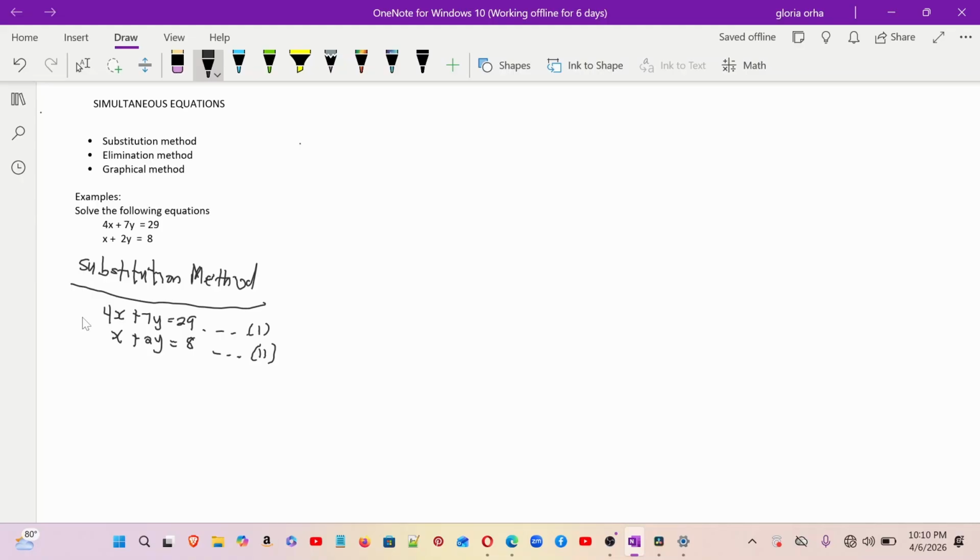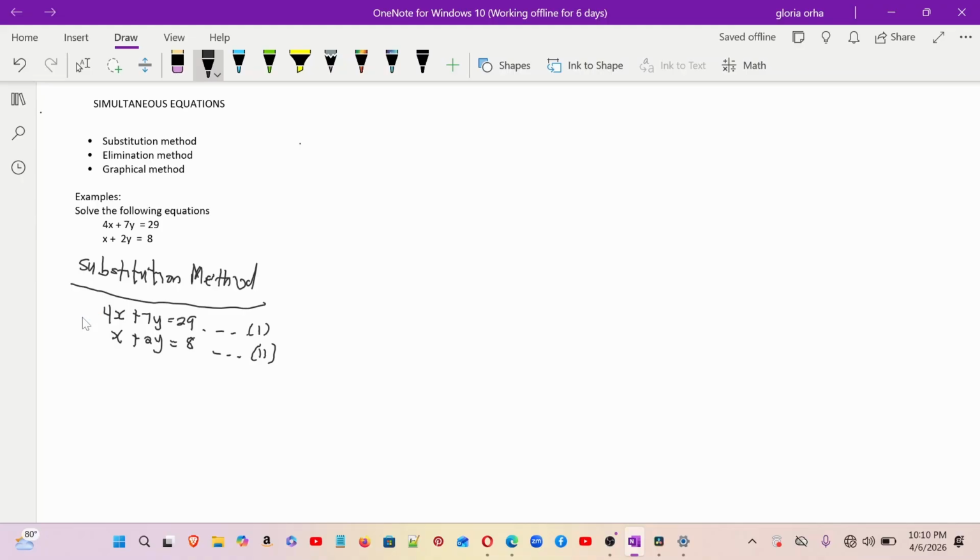Whenever you are solving by substitution, you check your two equations. If any of the equations has a variable whose coefficient is 1, you start with that equation. Although it may not be like that in all cases, in this question equation 2 has x, and the coefficient of x is 1. So we'll start with equation 2.